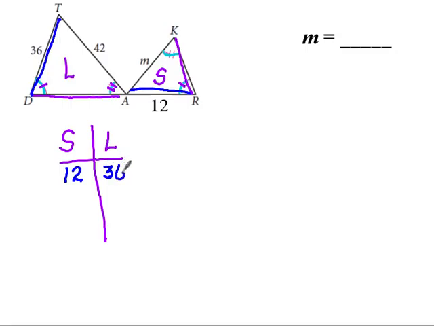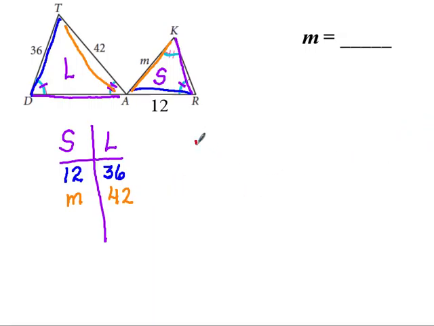36. So let's look at the next one. This next one is the only one that's left, and that's the only one I haven't shaded, and that's 42, and that one's M. So in the small triangle it's M, in the big one it's 42. So based on that, I'm going to go ahead and write a proportion.